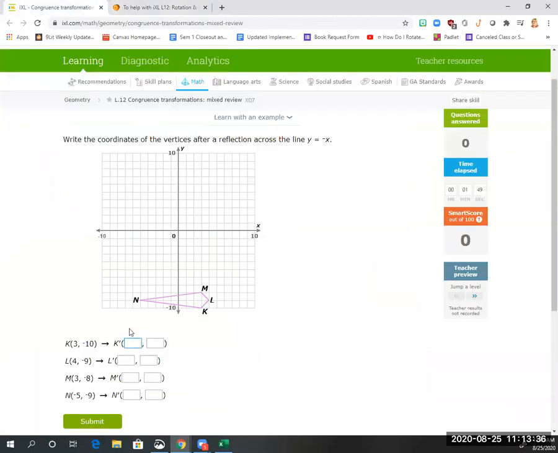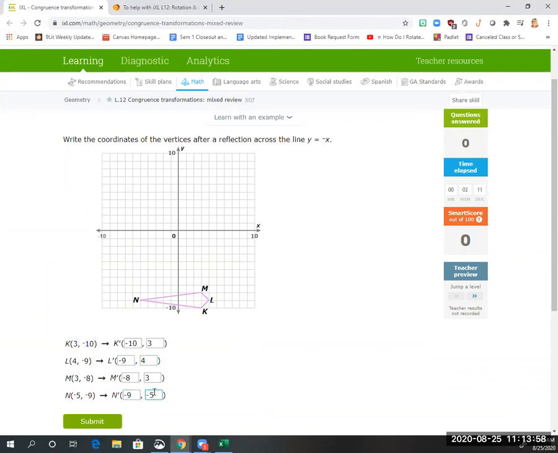Let me come back over here, and let me just switch their places first. It's really nice. They already have them ordered right here. So I'm just going to switch their places. So I'll do negative 10 and 3, negative 9 and 4, negative 8 and 3, negative 9 and negative 5.